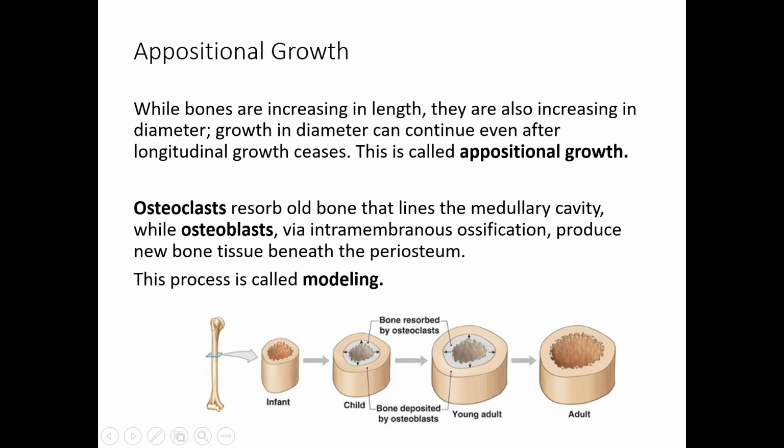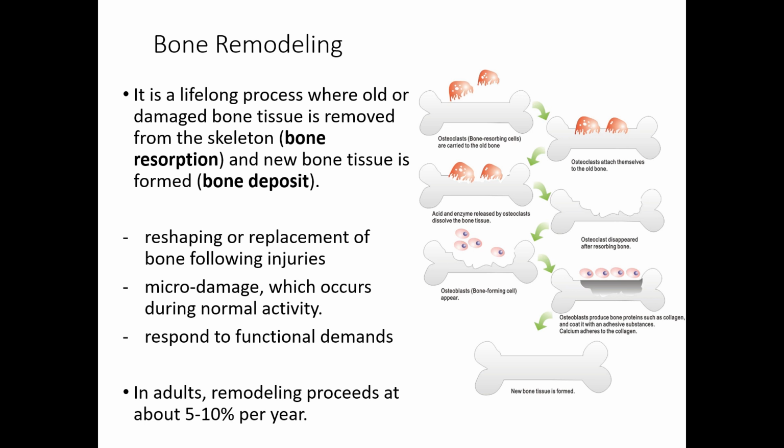It happens very slowly. So that reshaping of the bone while a person is growing is called modeling. When people are adults already, the bone shape can also be changed, but in adults it is called bone remodeling. So reshaping bones in adults is remodeling. It's a lifelong process.